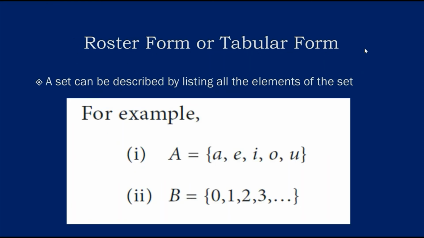Roster form or tabular form. A set can be described by listing all the elements of the set. For example, we can say A is equal to {a, e, i, o, u}. Here all the elements are listed. The second one is B is equal to {0, 1, 2, 3, ...}. The numbers continuing is denoted by the ellipsis symbol.